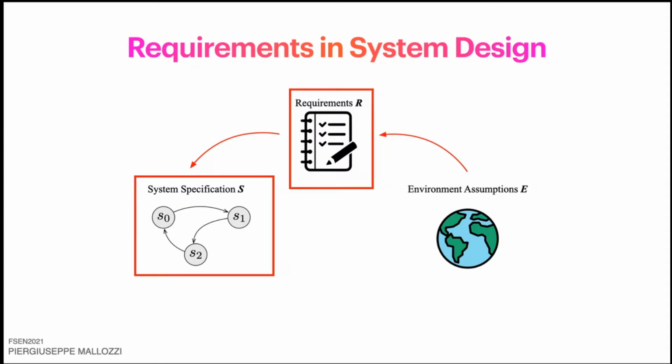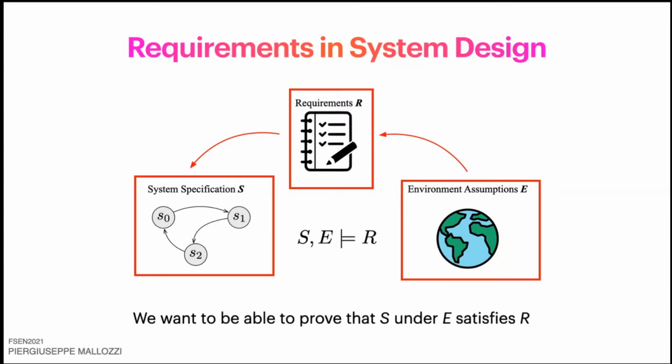In order to bridge this gap between the system and the specification, we have to make some assumptions on the environment, as a property the environment has to hold. So in order to trust that our system design is correct, we want to be able to formulate, more or less formally, that our system specification, under the assumptions we made on the environment, satisfies our requirements. In this talk we talk more about the requirements, how we model them, and how we formalize them.